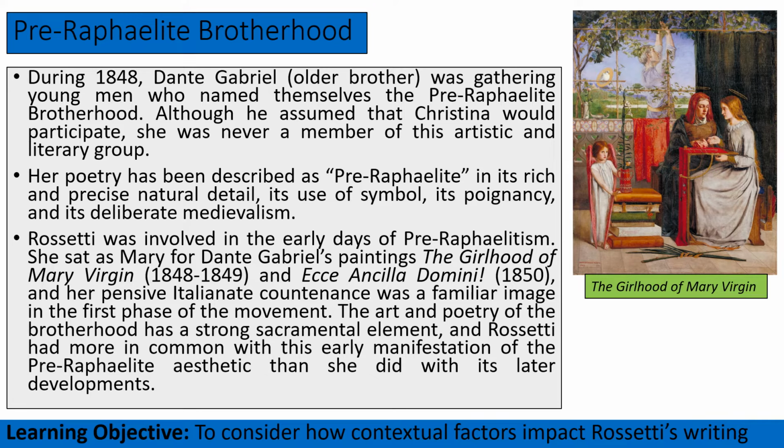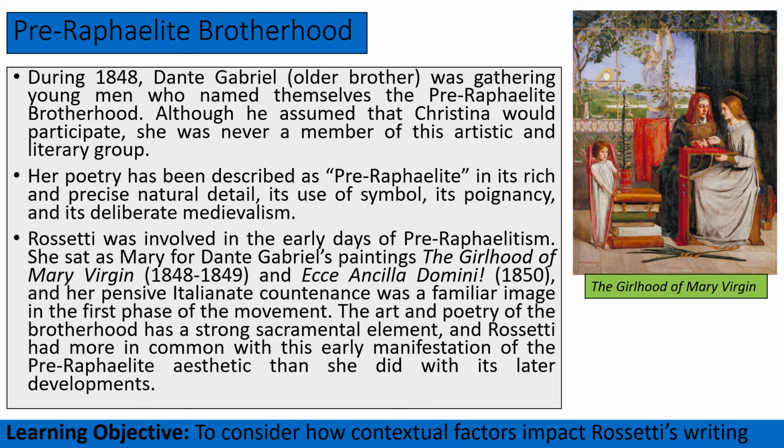And the other painting of 1850. And her pensive Italianate countenance, so basically she looked Italian, was a familiar image in the first phase of the movement. She appeared in a lot of the art because she was essentially a free model for her brother. The art and poetry of the Brotherhood has a strong sacramental element, and Rossetti had more in common with this early manifestation of the pre-Raphaelite aesthetic than she did with its later developments.